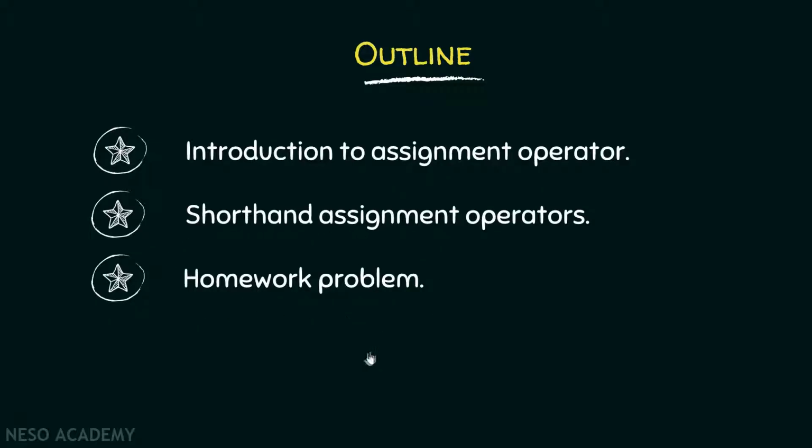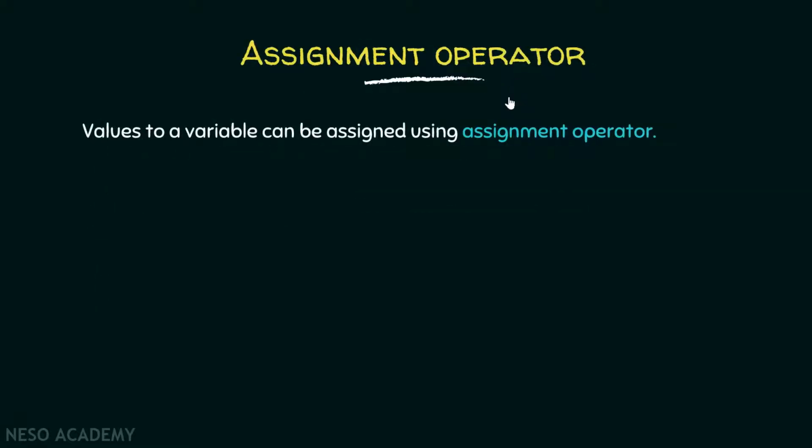Let's get started. What is an assignment operator? We are well aware of the assignment operator already. Assignment operator is an operator which is used to assign value to a variable. Isn't that so? Apart from that, we know that assignment operator is a binary operator. It requires two values, L value and R value.